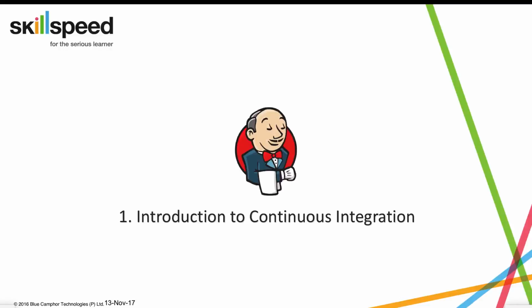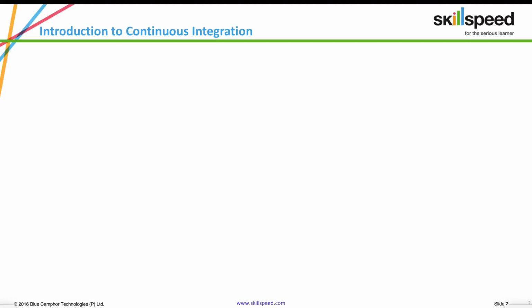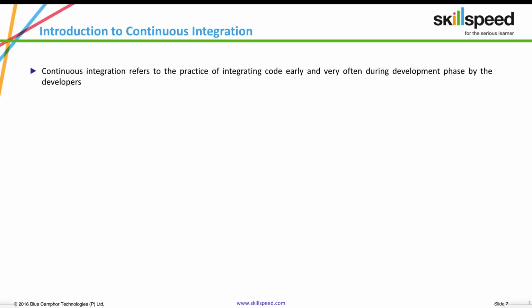In this video, we are going to talk about continuous integration, what exactly it is and why do we need it. So first of all, what exactly is continuous integration? It refers to the practice of integrating code early and very often during the development phase by the developers.